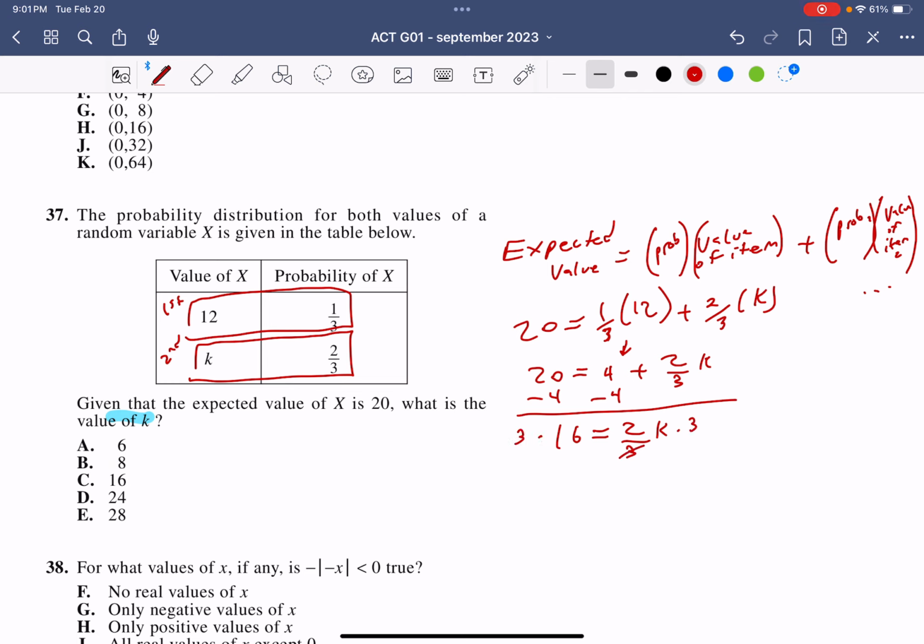The 3 down here and the 3 here cancel. On the left side, 3 times 16 is just 48. That is equal to 2k. And then finally, divide both sides by 2. So k is equal to 24. So our answer for this one is D.